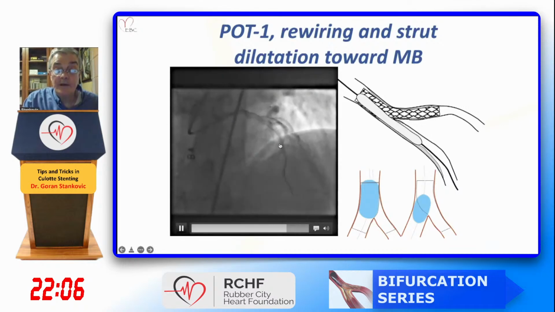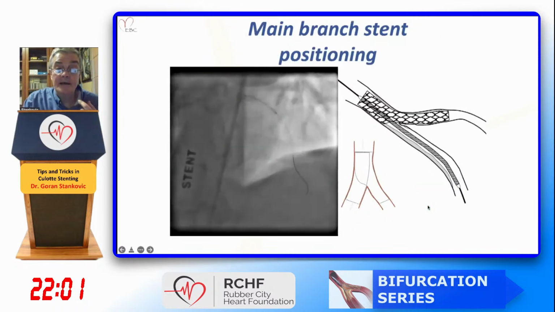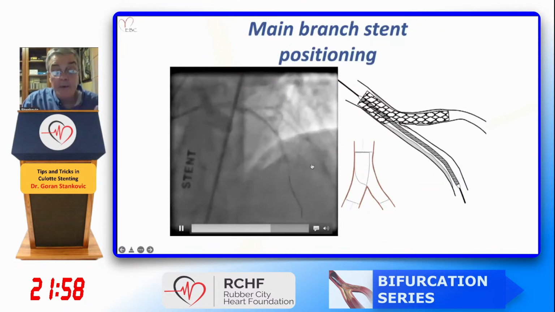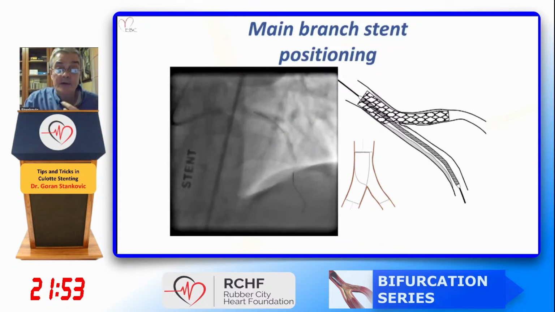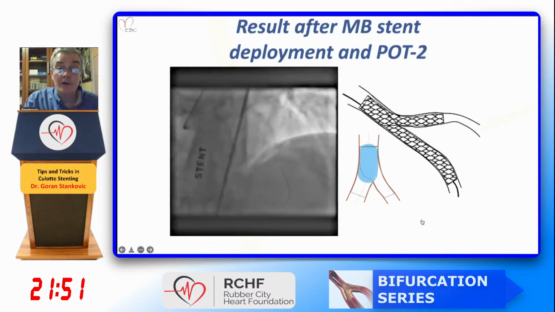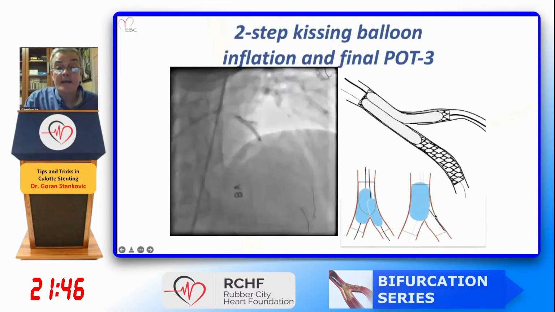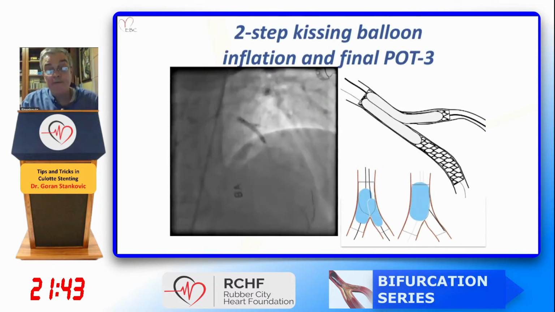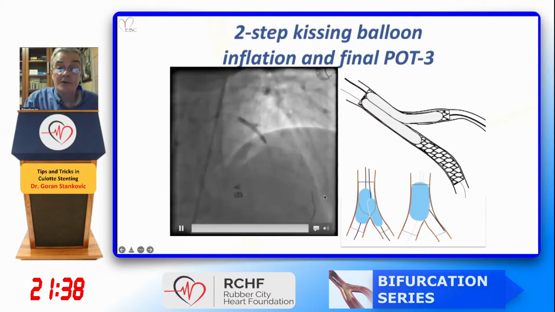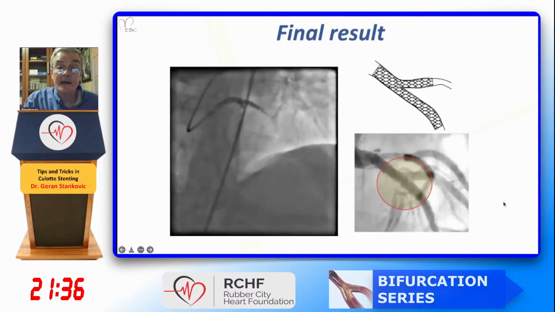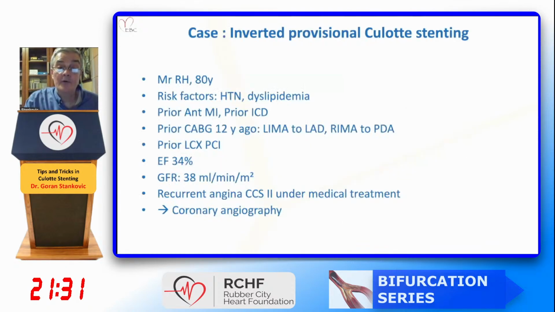POT, after POT, rewiring the distal cell and opening of the struts toward the LAD. This is, at that time, a long proximal overlap between both stents. So this is like full culotte, not mini culotte, but the steps are the same. Again, POT after the second stent, and after that, two-step final kissing, high pressure individual inflations, and then simultaneous, and then POT number 3. And this is a good final result with good opening towards both branches.